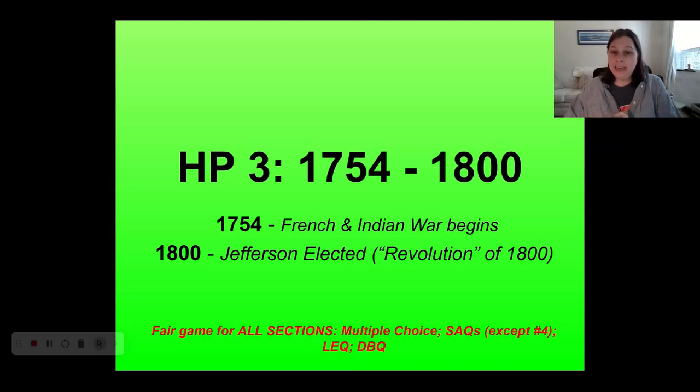Our beginning and ending dates here, 1754 indicates that we are starting this historical period by talking about the French and Indian War. That is the start date for the fighting of the French and Indian War in North America. And the end date of 1800 indicates that we are ending at the election of Jefferson in 1800, which is also called by historians sometimes the, quote, revolution of 1800, because it indicated such a significant kind of turning point in early American political history.